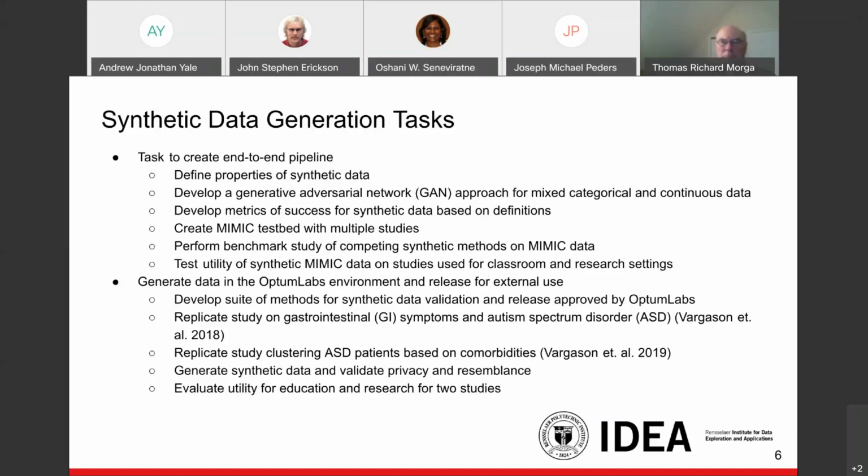Then we're going to take these finalized methods into the Optum Lab secure environment and use real data to replicate two different studies in the secure environment and export the models outside of the secure environment.